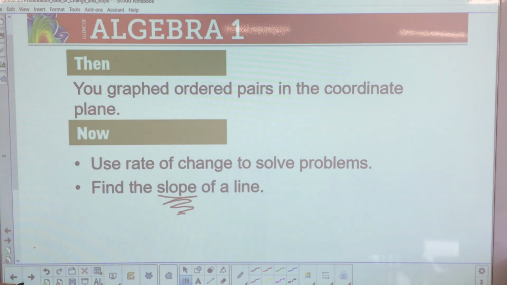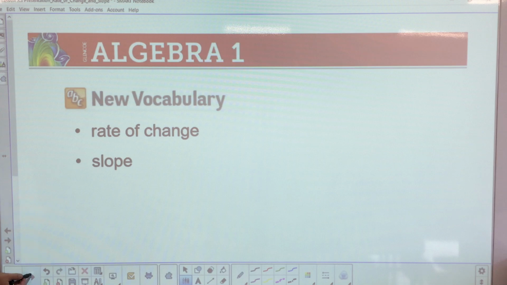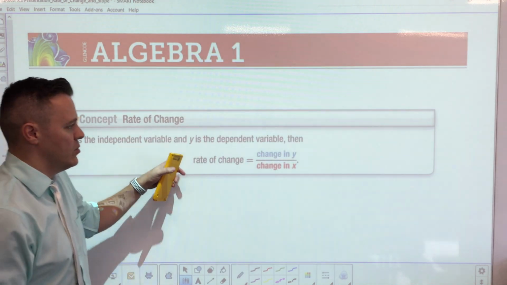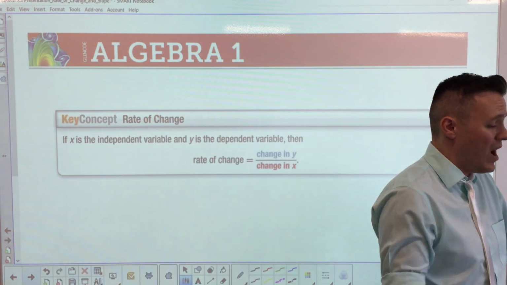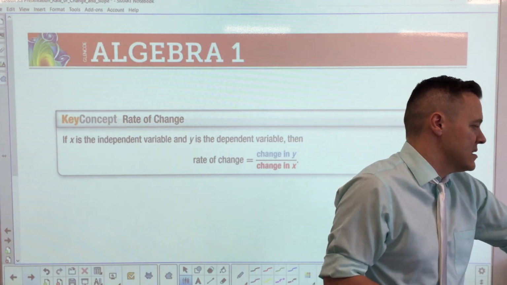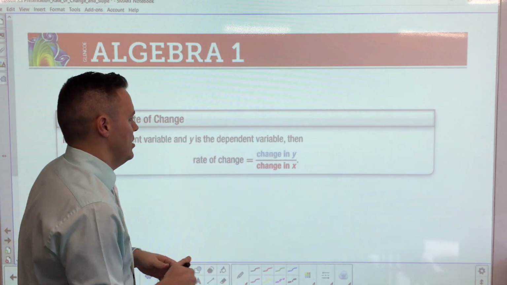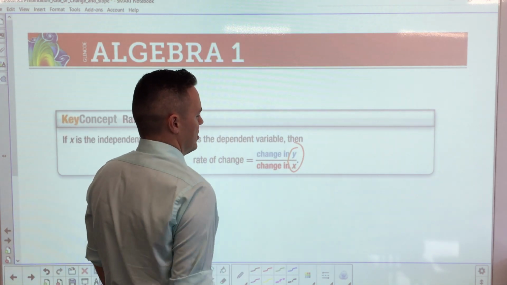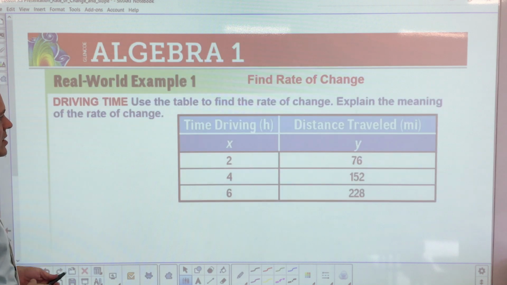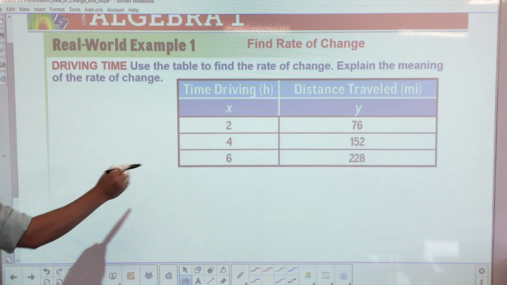Your first thing is you set up in your vocabulary, you should have rate of change, which is change in y over change in x. Please make sure you understand that it's going to be y over x. You do not want to confuse this little piece of the puzzle. So let's get started. Y over x, rate of change.